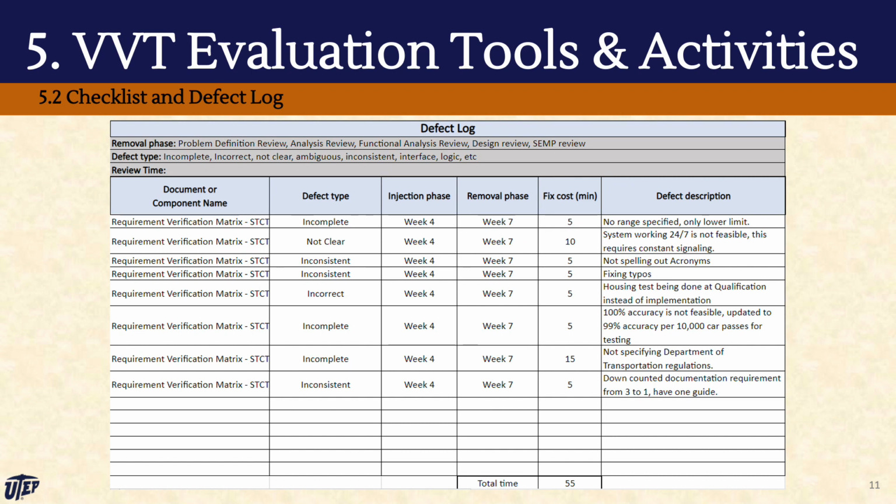5.2 Checklist and defect log. Now that all the requirements have been evaluated, any changes will be recorded using a defect log. This is used to maintain traceability of changes, reason, when the defect was first introduced, and the stage where it was removed. The time to correct the defect is also recorded. This helps track the cost of rework. The defect log can also be used in other documents as a review and tracking tool.